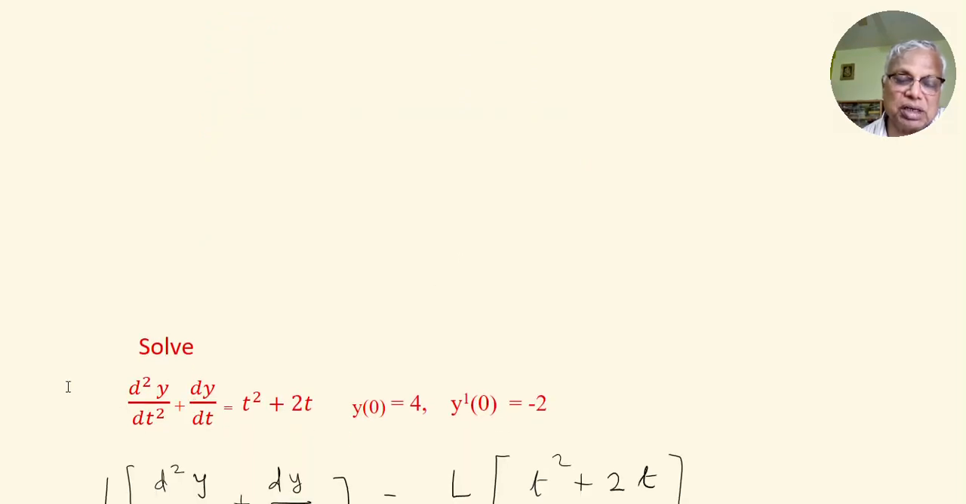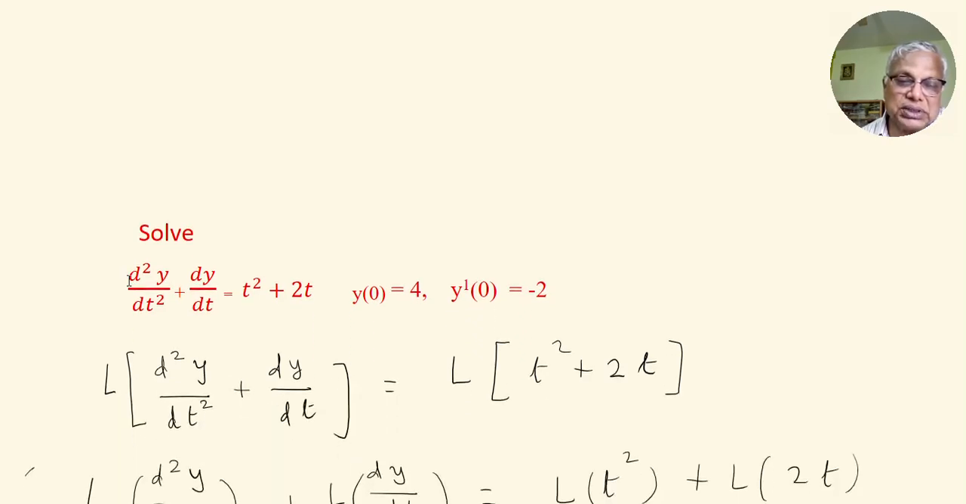This is a linear ordinary differential equation, a second order differential equation: d square y by dt square plus dy by dt equal to t square plus 2t. The initial conditions are given as y(0) equal to 4 and y dash 0, this is the first derivative, y dash 0 equal to minus 2.